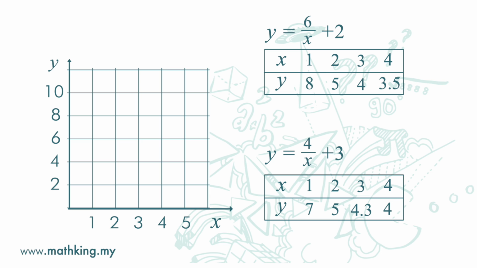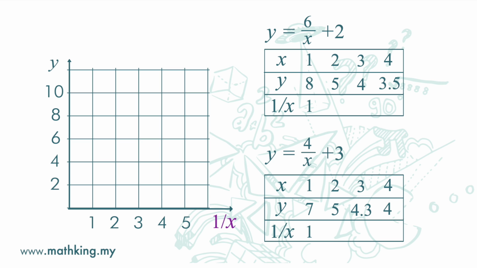We are going to change the x at the horizontal axis to 1 over x. So we are going to have a new row of 1 over x. So when x is 1, 1 over x is 1. When x is 2, 1 over x is 0.5. When x is 3, 1 over x is 0.33. When x is 4, 1 over x is 0.25.